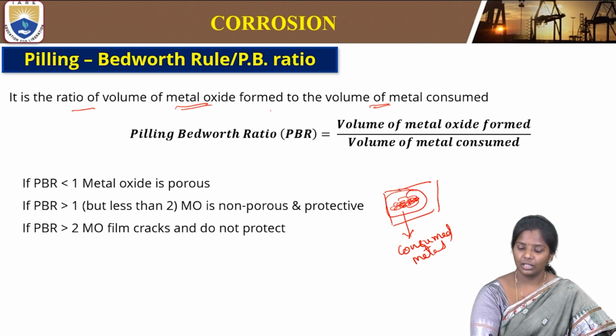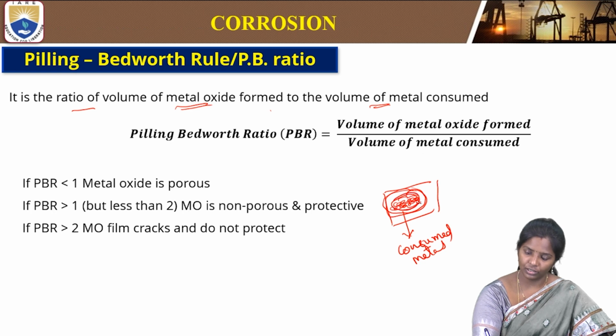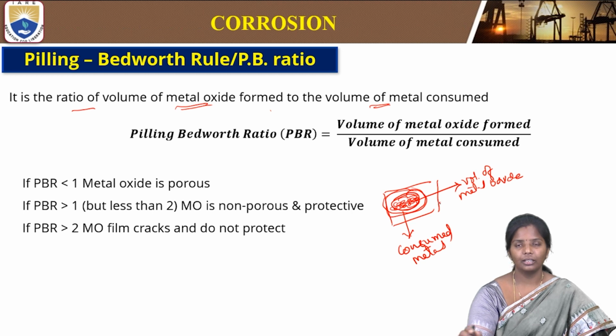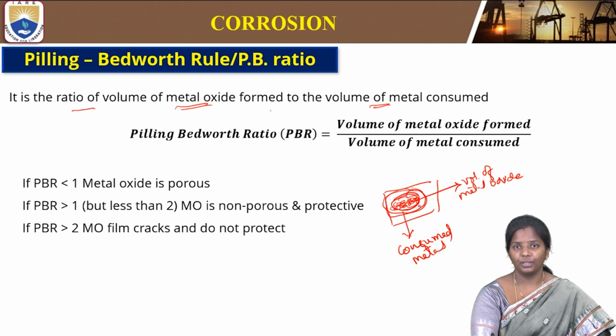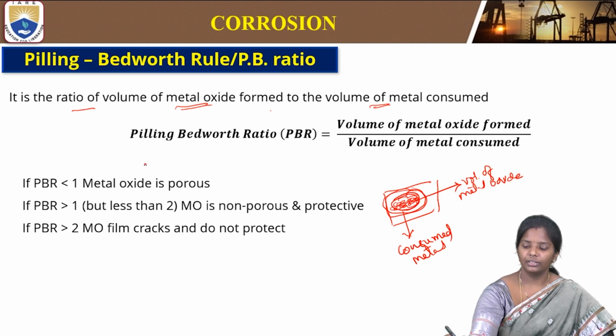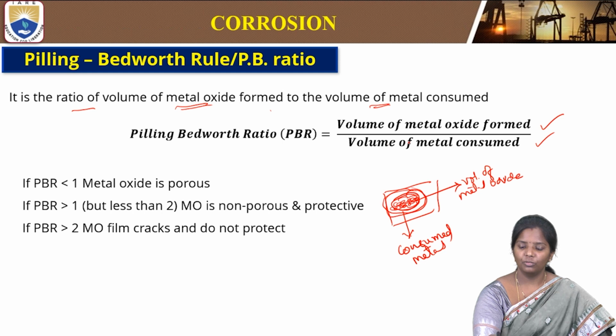If for example this area is the metal consumed and this area is the volume of corrosion product, the metal oxide formed, this will clearly give some ratio, which indicates the porosity of that particular metal. So it is given in the form of an equation: volume of metal oxide formed divided by volume of metal consumed. This is the pure metal. So its ratio will give an understanding.